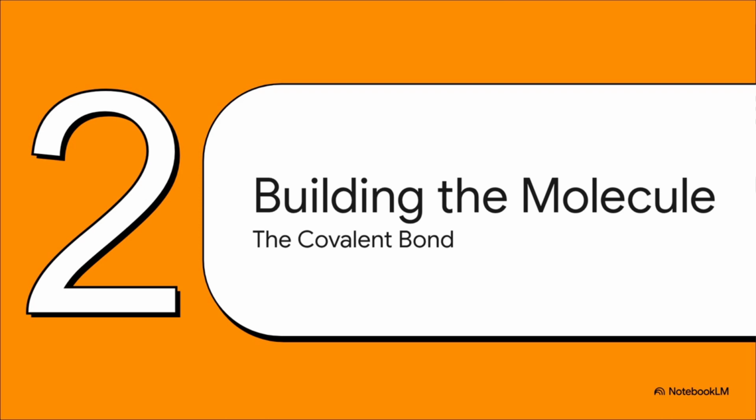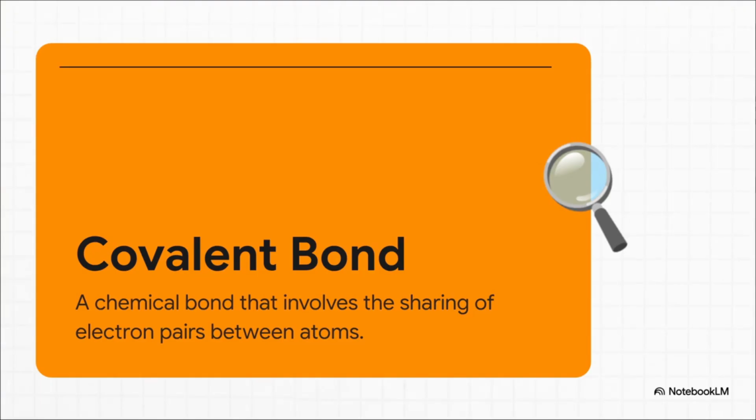So let's get to the fun part, the assembly phase, and see how they actually bond together to build this molecule. And the way they do it is through something called a covalent bond. What's so cool about this is how simple the idea is. Just think of it like two people holding hands to stick together. It's not about one atom stealing an electron from the other. Nope, they just agree to share. And this sharing creates this really strong, really stable connection. And boom, you've got a brand new thing, a molecule.